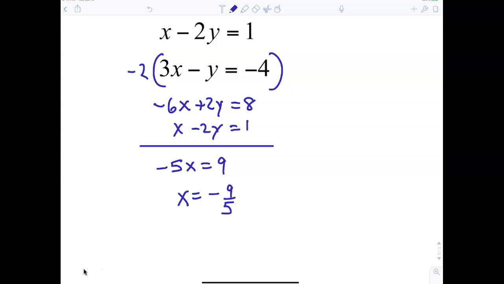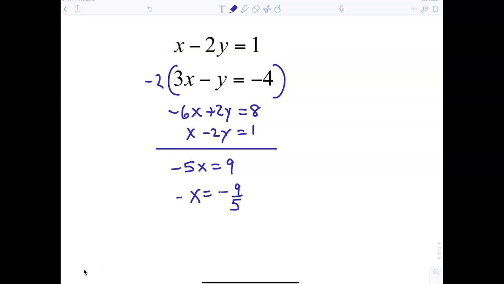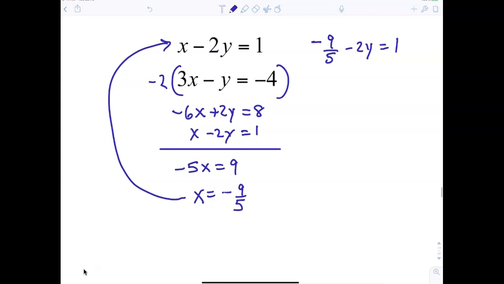Well, we're not done with this one. All right, so now I'm putting negative 9/5 in for x. So negative 9/5 minus 2y equals 1. Now add 9/5, right? I want everybody to tell me 1 is how many fifths? 5/5. So now if I add 9/5, I get 14/5. Okay, so now everyone's got to pay attention here. Negative 2y equals 14/5.